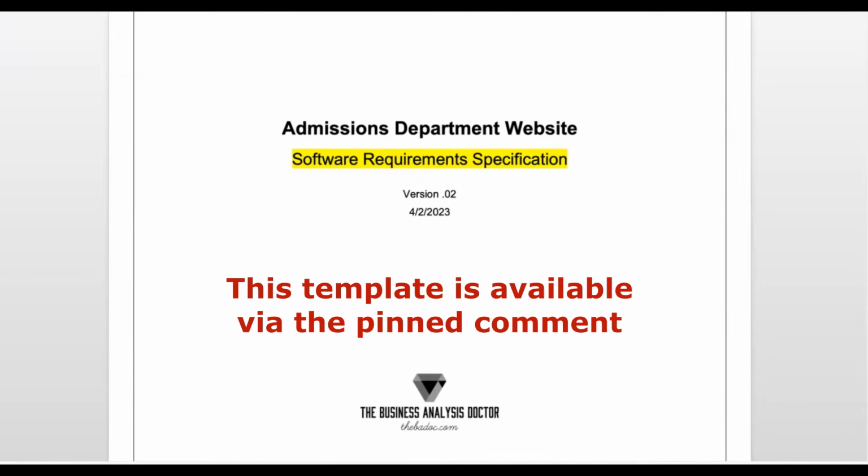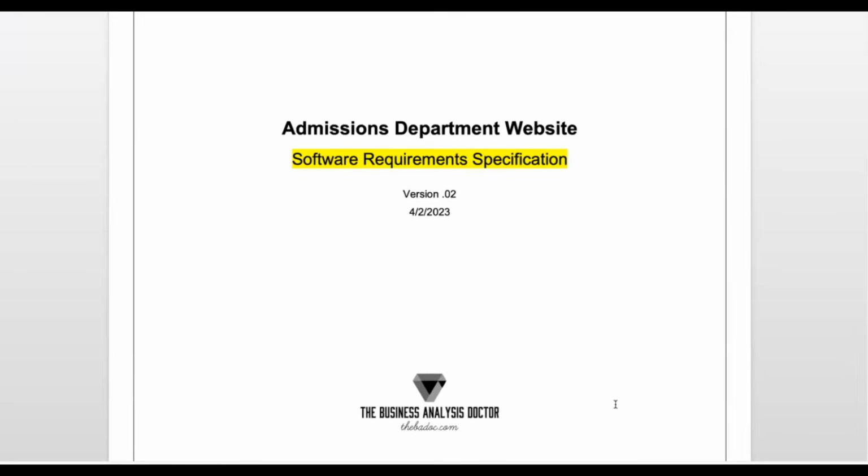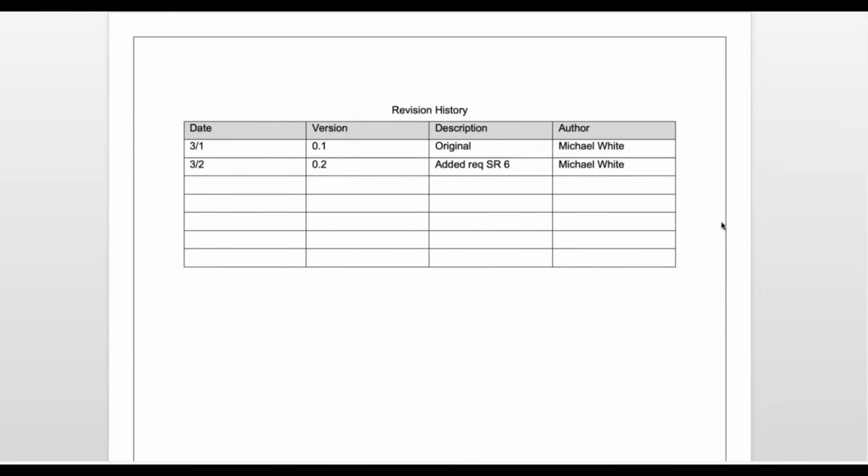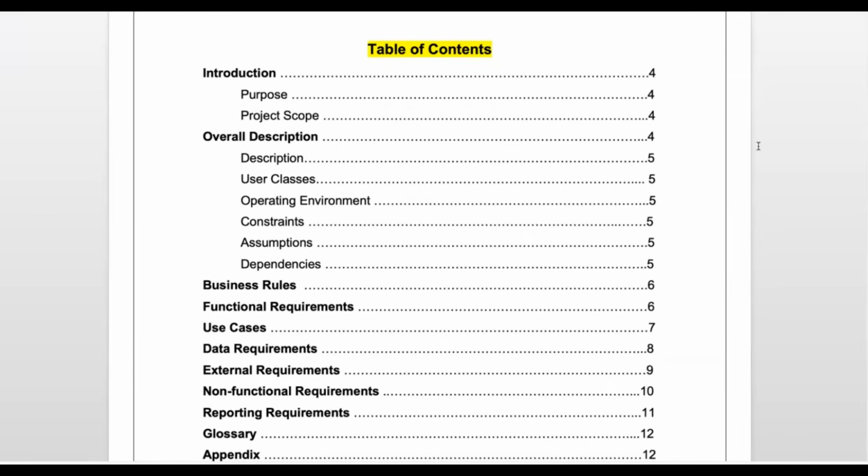This is a project for the admissions department website for a university. To start, you would just include the name of the project, the version number, date, and I usually like to include the company logo on the document as well. Then we have a revision history where you include any changes that are made to the document as they're reviewed. Next is a typical table of contents.